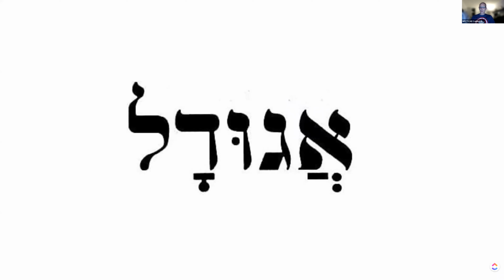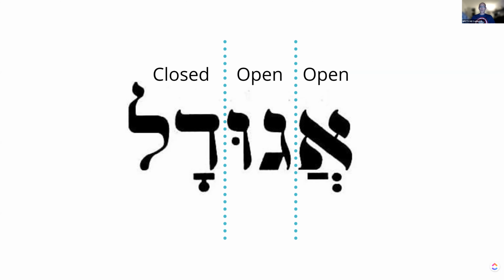I think this is the last one, I'm not sure. How many syllables? Three. Any other opinions? Okay, three is correct. First syllable, open or closed? Open. Second syllable? Open. Third syllable? Closed. Exactly. Okay, how do we say this word? Agudal. That's right.